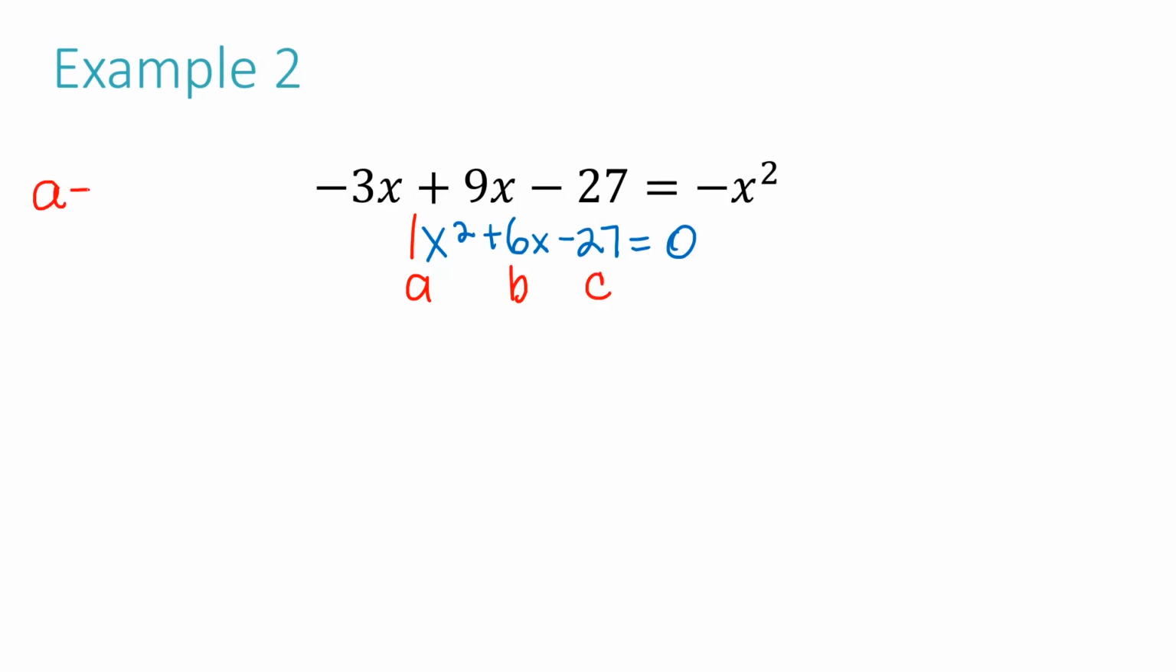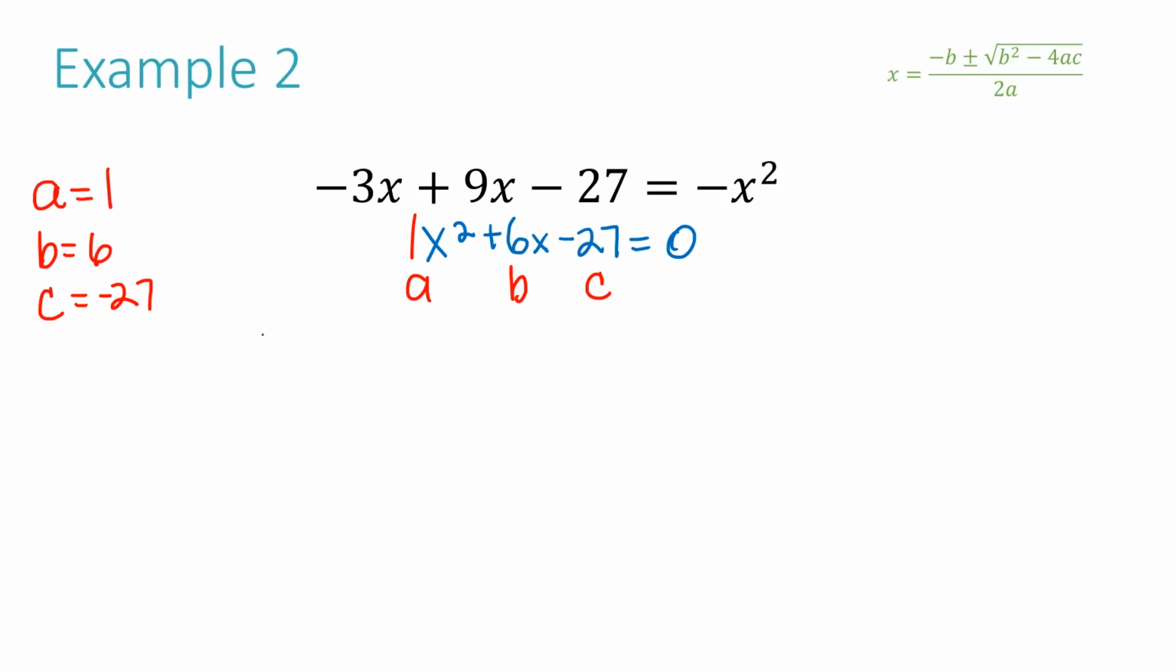Again, I'm going to clarify those over here. So a is 1, b is positive 6, and c is negative 27. Now, I'm going to make sure I have my quadratic formula written so I can refer to it when I need to. Now it's time to plug these numbers into it.